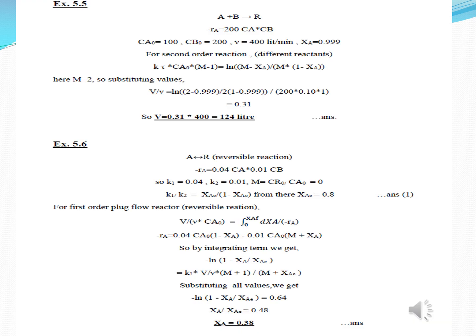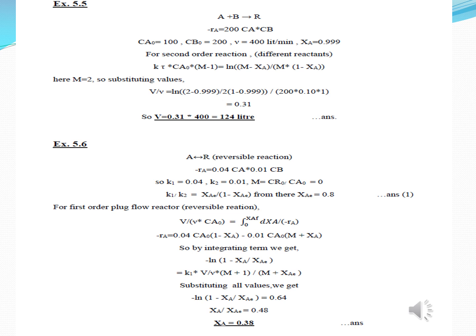Let us see the solution of problem 5.5. Here you can see the chemical reaction given, A plus B gives R, and the rate of the reaction given in the form of the rate equation, 200 times Ca times Cb. Ca naught was 100 and Cb naught was 200, the volumetric flow rate was 400 liters per minute, and Xa was 0.999.